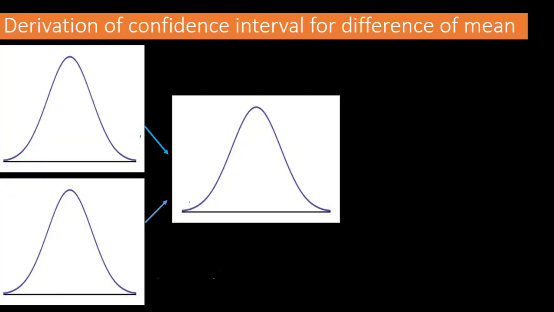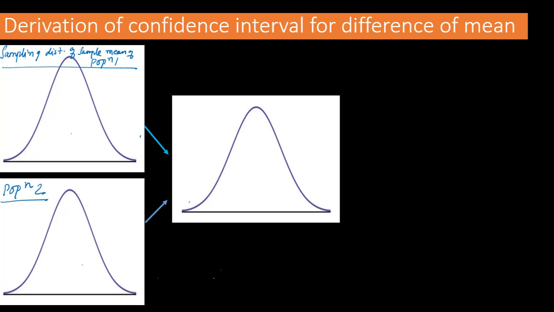Consider this as the sampling distribution of the sample mean of population 1, and the corresponding graph for population 2 is this graph.